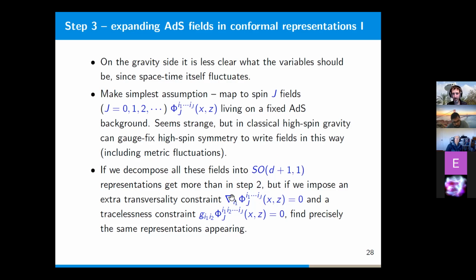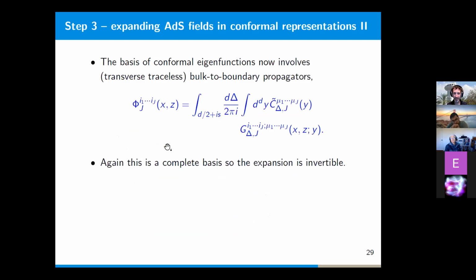But if we impose as extra conditions that we're going to look only at transverse fields, so for spin J greater than or equal to 1, we're going to impose this transversality constraint, that's this equation. And we're also going to take these fields to be traceless. So it turns out that if you just look at massless spin J traceless transverse fields living on AdS space, just imposing these constraints, then when we expand these fields in representations of SO(d+1), we're going to find exactly the same representations that we had on the field theory side.